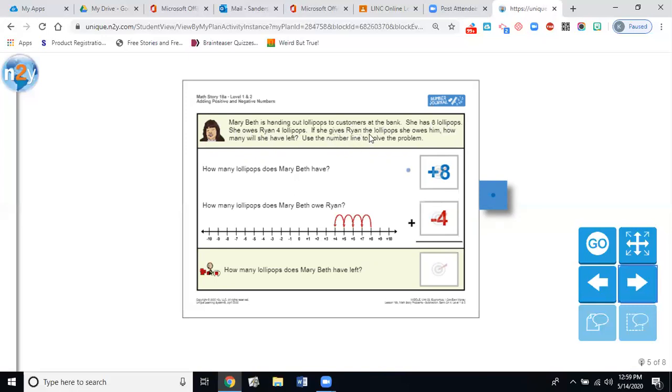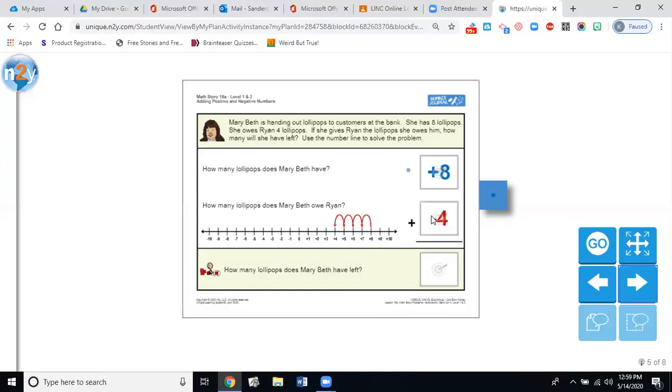If she gives Ryan the lollipops she owes him, how many will she have left? Use the number line to solve the problem. Okay, so we're going to start at +8. That's how many lollipops she has.